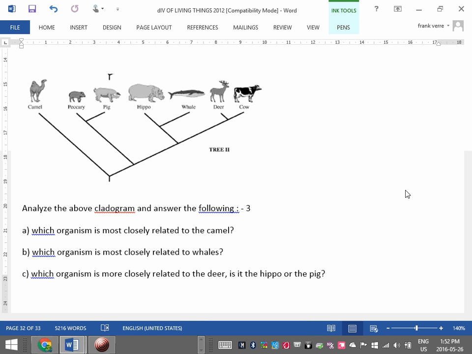So one of the questions will be, read a tree. Based on this tree, which organism is most closely related to the camel? And be careful of trick questions.